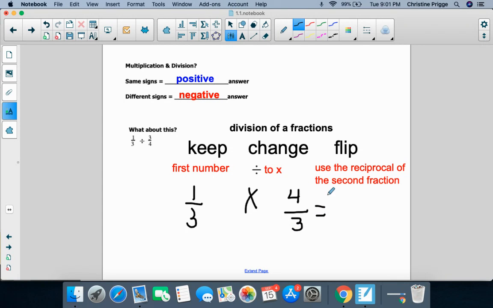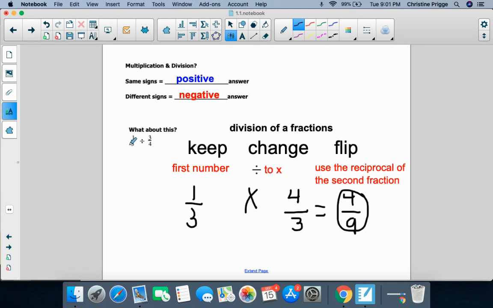Numerator times numerator, 1 times 4 is 4. Denominator times denominator, 3 times 3 is 9. And I have solved that problem. So there was a lot to remember.